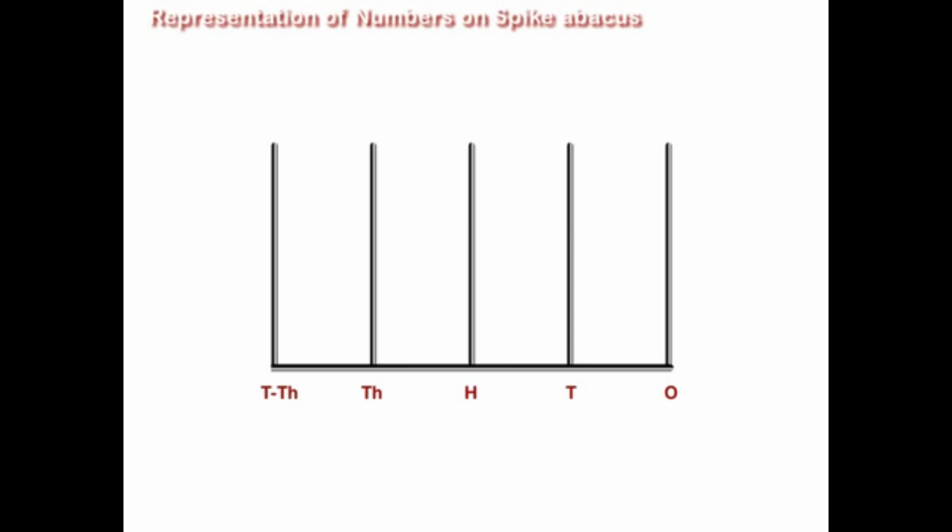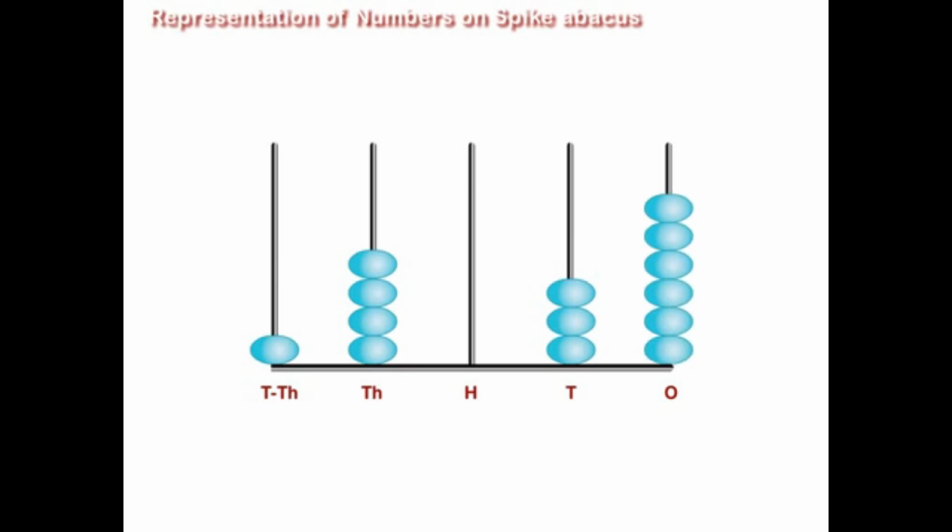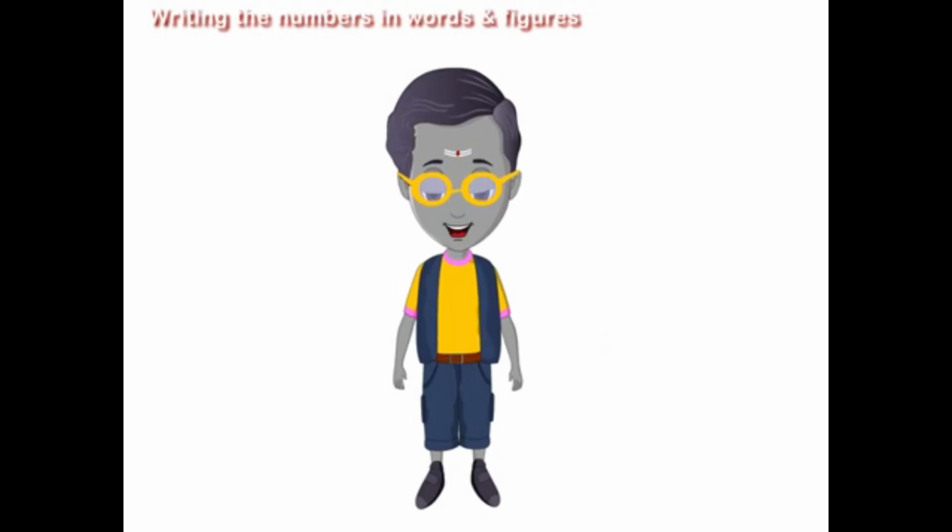Now let us write the number represented in this spike abacus. It has 1 bead in the 10,000 spike, 4 beads in the thousand spike, no bead in the hundred spike, 3 beads in the tens spike and 6 beads in the ones spike. So, the number is 14036, or 14,036.